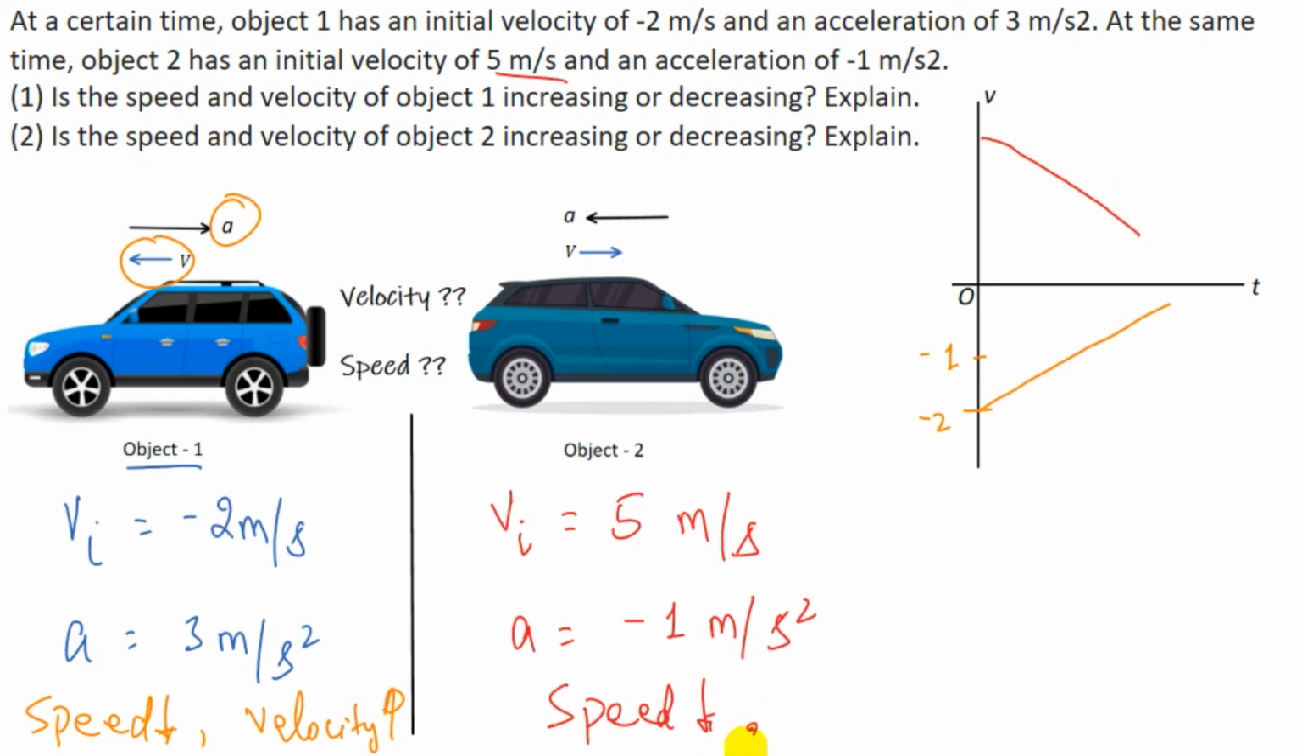So velocity will be decreasing as the acceleration is negative, and speed is decreasing because the direction of velocity and acceleration is opposite. So this is all with this video, and in the next video we'll discuss the motion with constant acceleration.